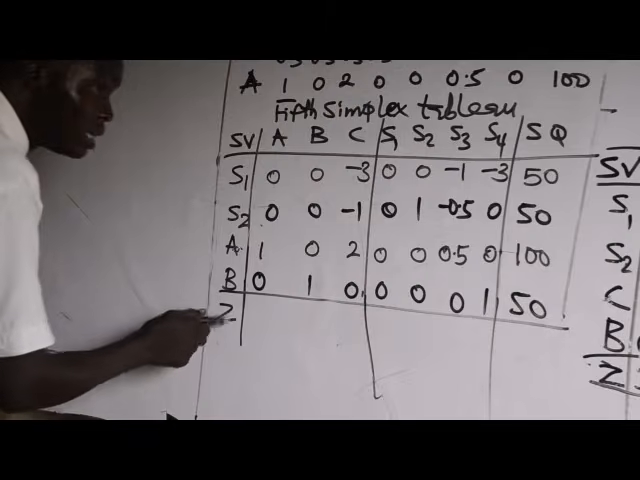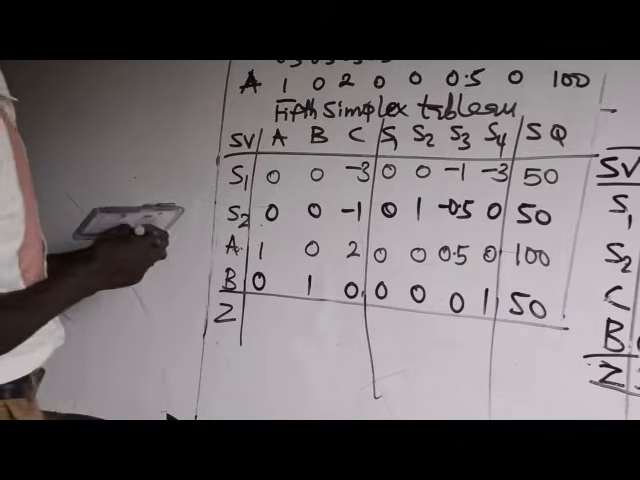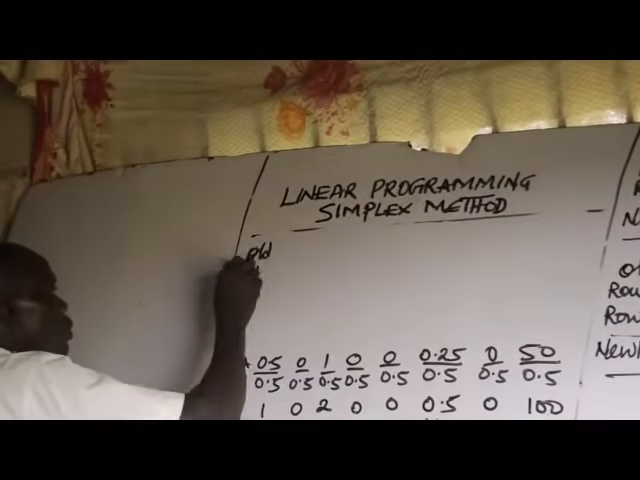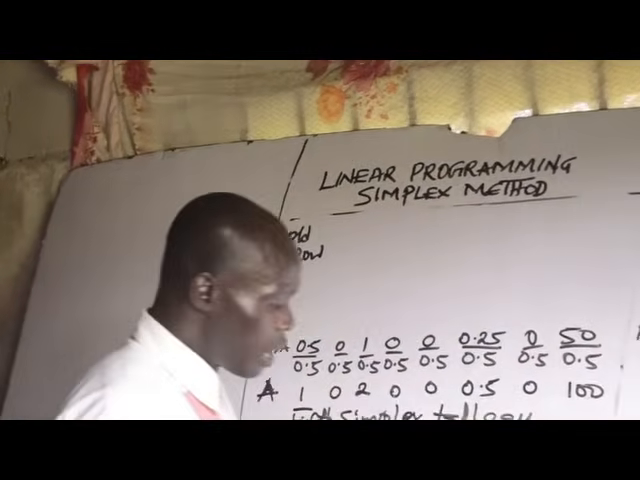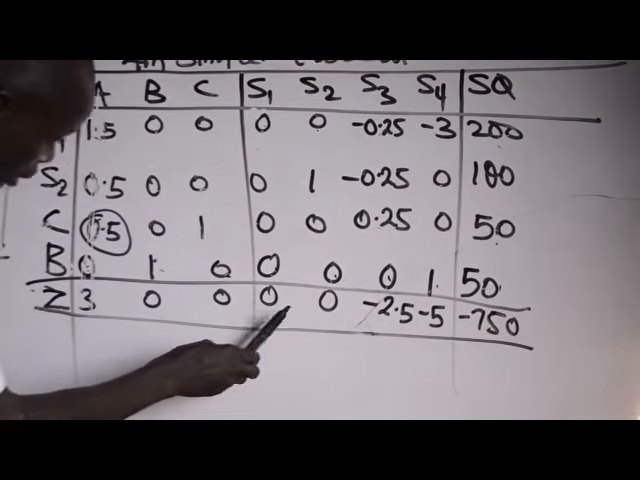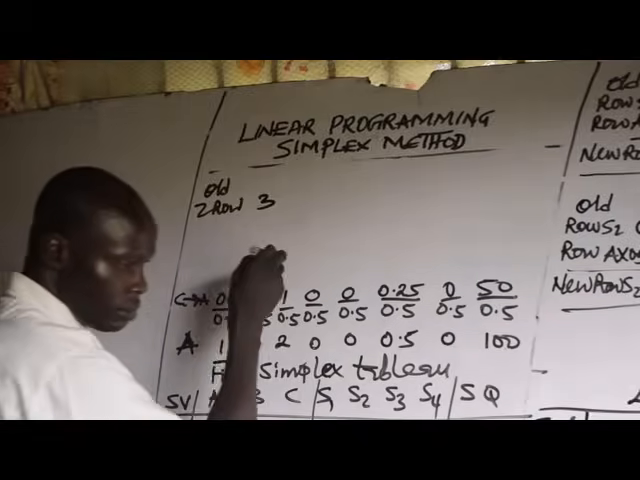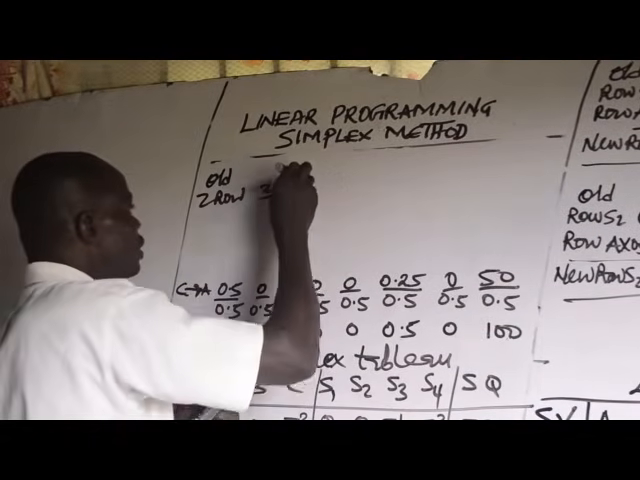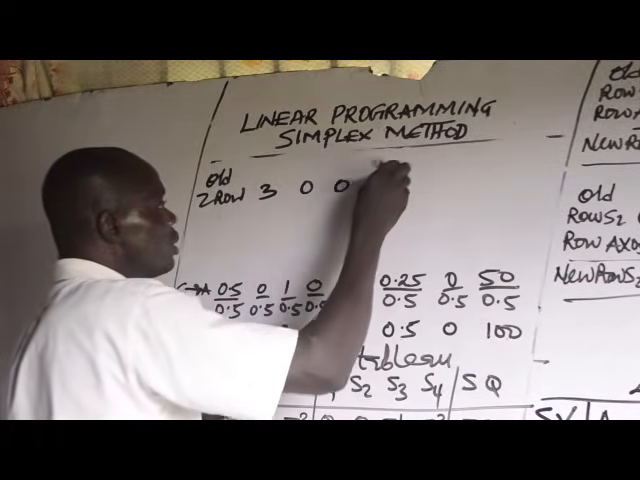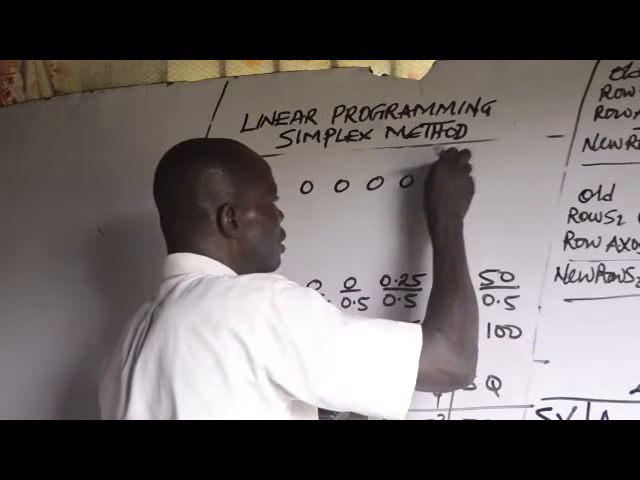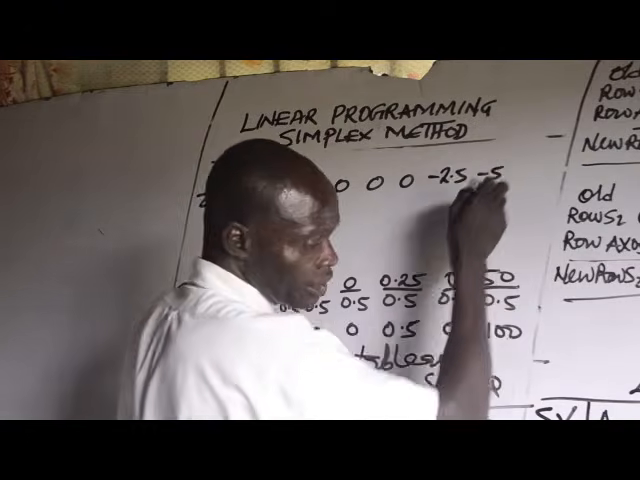Then we are left with row Z. So let's have the old Z row. Our old Z row is 3, 0, 0, 0, 0, minus 2.5, minus 5, and minus 750.